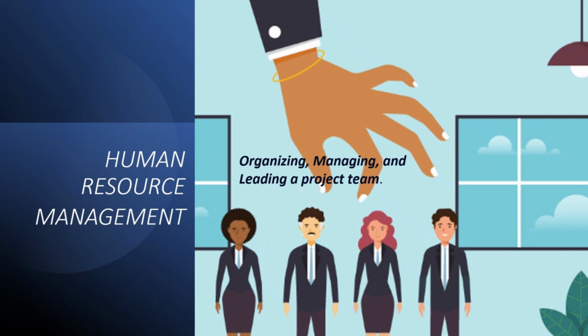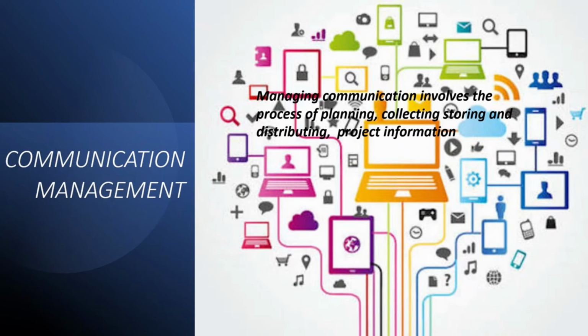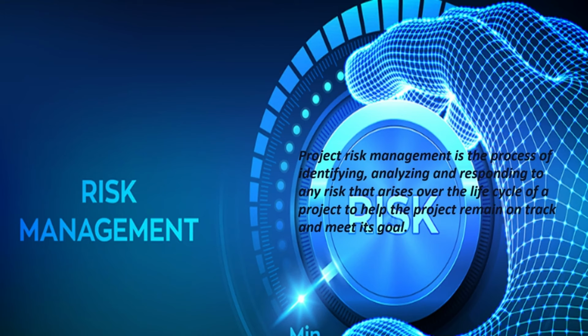Human resource management from a project management standpoint involves organizing, managing, and leading a project team. Communication management involves the process of planning, collecting, storing, and distributing project information to all the stakeholders and the project team. Risk management. Risk management involves identifying, analyzing, and responding to any risk that arises over the course of the project to ensure that the project remains on track and we are able to meet the goal.